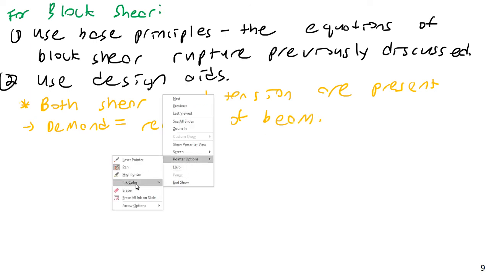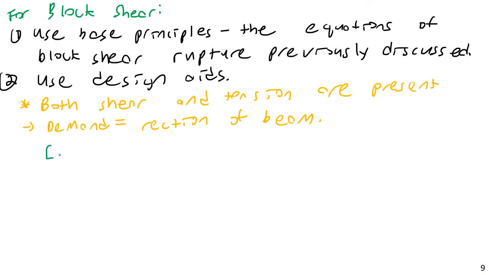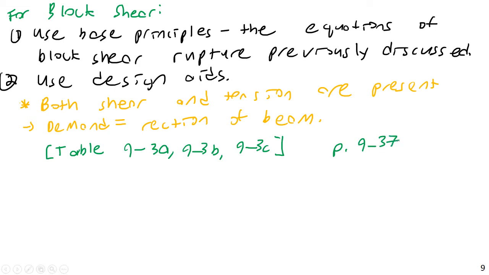You can do this using base block shear rupture equations, but we do have another design aid, and this is table 9-3. I should also mention A, B, and C. There are different forms of this: 9-3A, 9-3B, and 9-3C, and each of those have particular conditions you might want to read up on. The start of 9-3A is on page 9-37 of the 15th edition of the manual. And that, fundamentally, is the basic idea of coped beams.